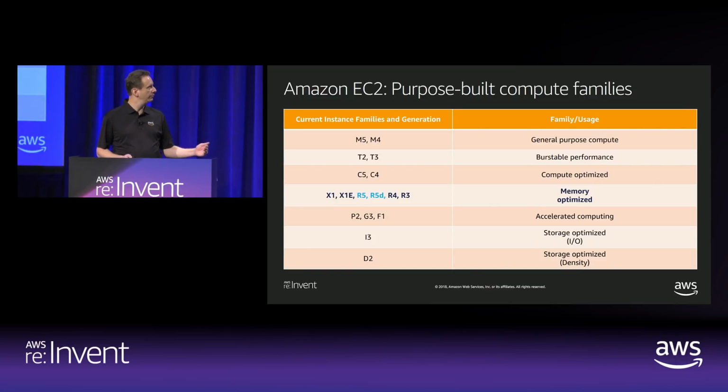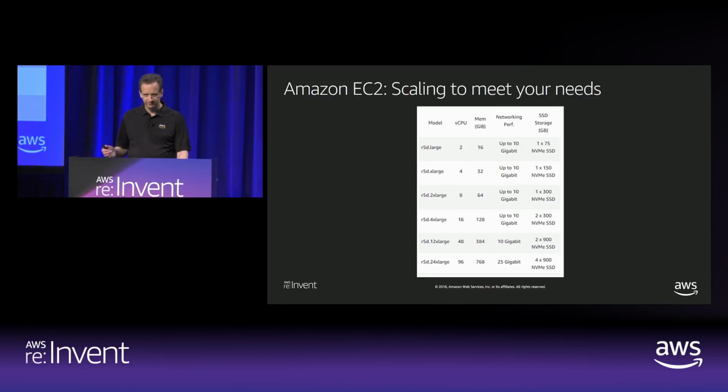But I highlighted it right there in the middle, the memory optimized, because in my experience, that's what SQL Server wants. It wants all the memory you can get, and then I'll take some more, please. So specifically looking at, I chose R5D for this specific example. It's one of those memory optimized instances.